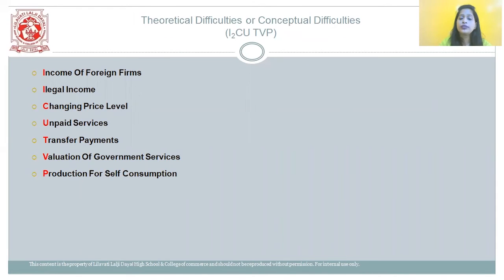Now, let's move on to the next topic that speaks about theoretical difficulties or conceptual difficulties. When you measure national income, you have theoretical difficulties. Let's see what difficulties come in.